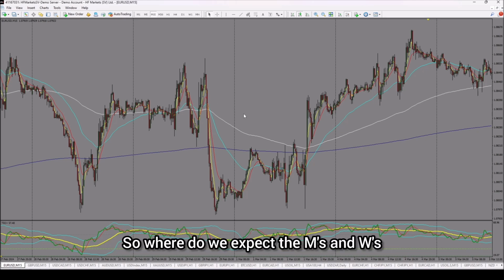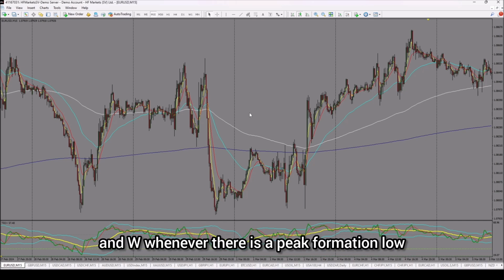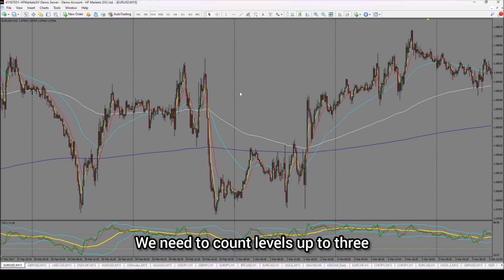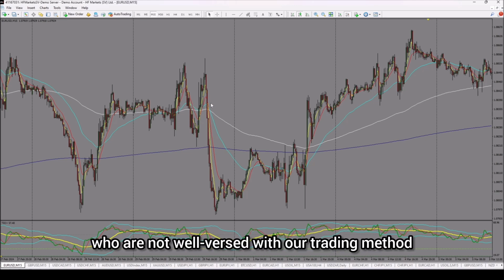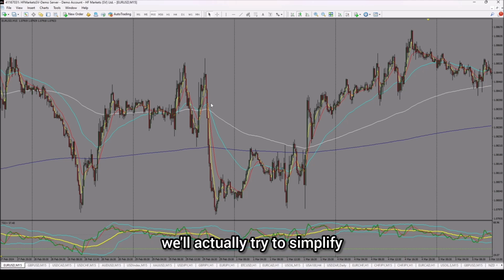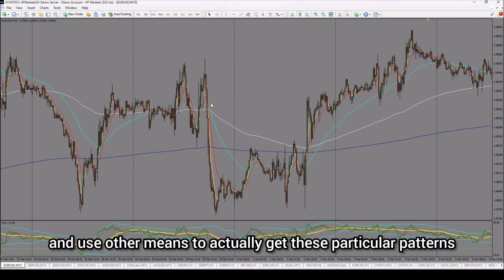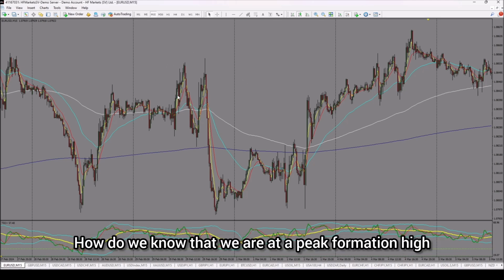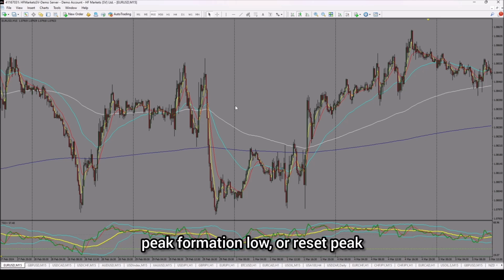All right, so where do we expect the M's and W's? We expect these M's and W's whenever there is a peak formation low or a peak formation high. We need to count levels up to 3 or to find reset structures to get these particular points. But for those who are not well versed with our trading method, we'll try to simplify and use other means to get these patterns. How do we know that we are at a peak formation high, peak formation low, or reset peak?